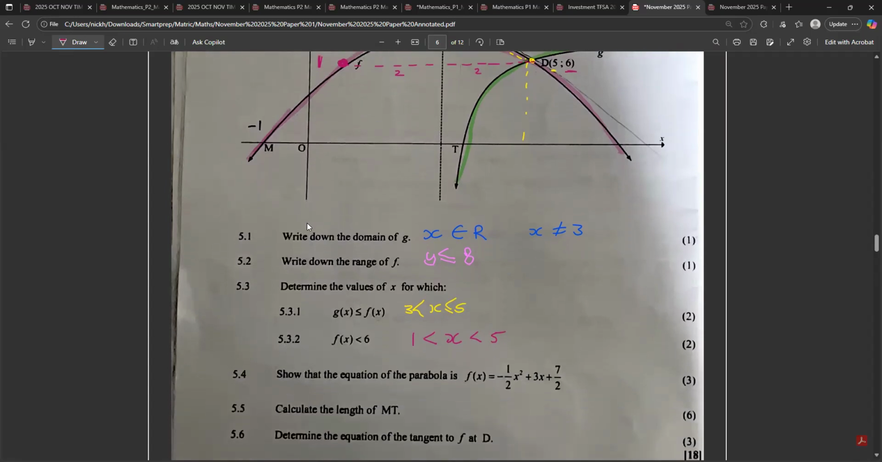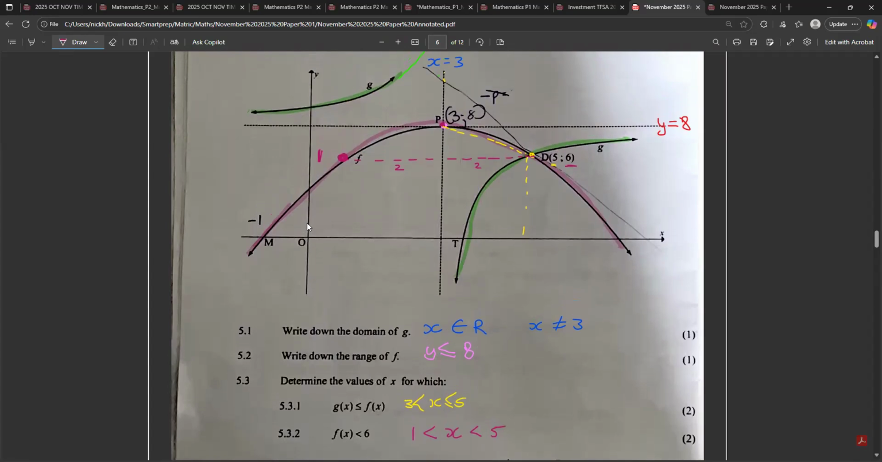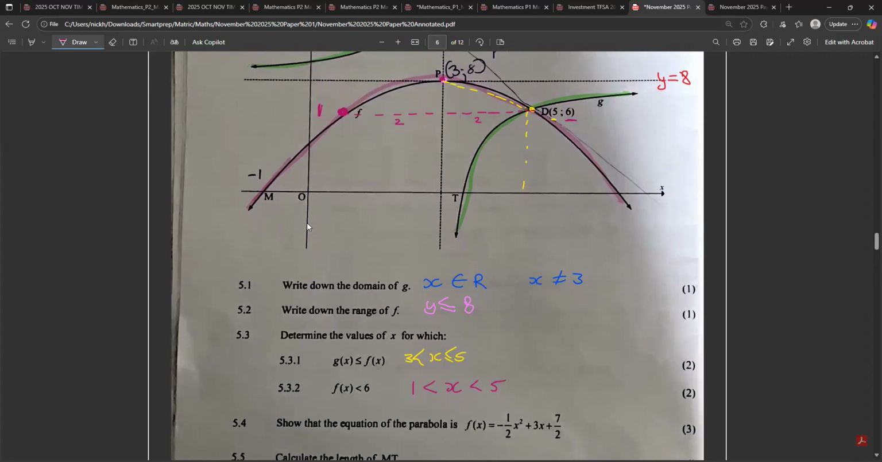Okay, the next one says, show the equation of the parabola. Now when you look at the equation of the parabola, we look at what are we given? Well, because the turning point is on these asymptotes, which we already know, we're given the turning point as well as a point. And so it's a natural option just to put in the turning point formula.